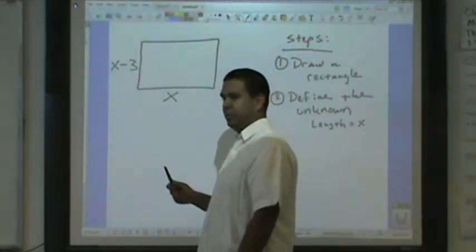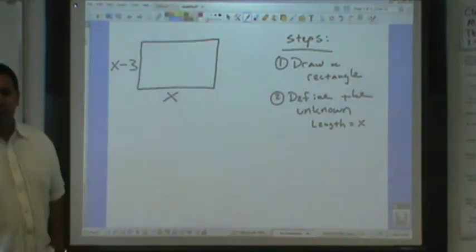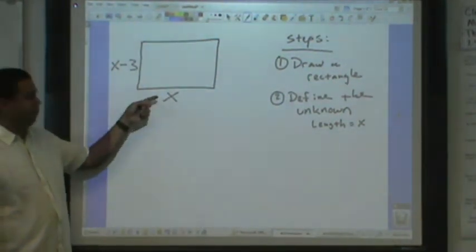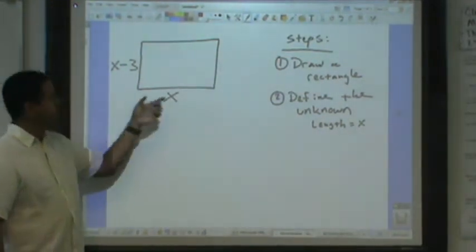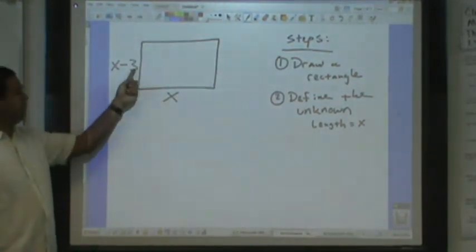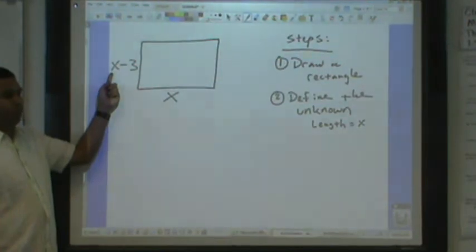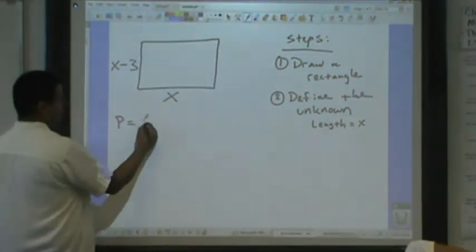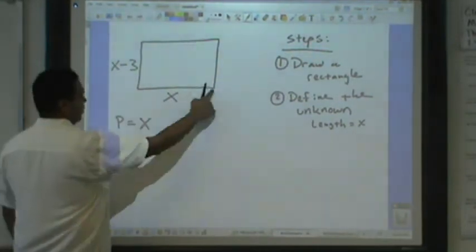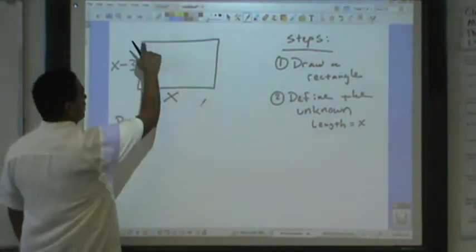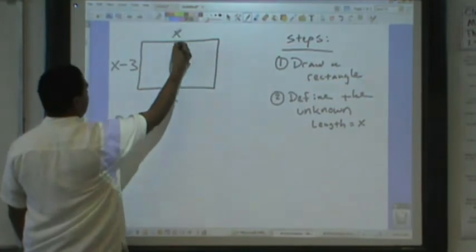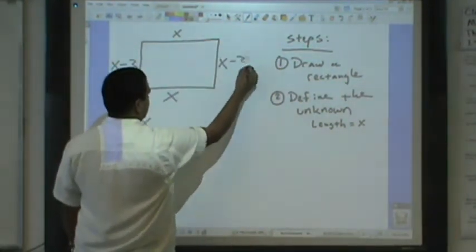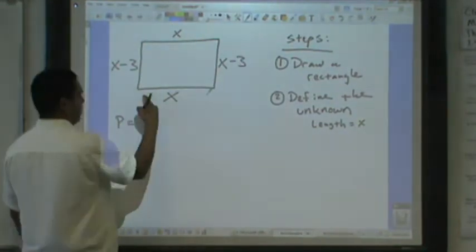When you read the word problem, figure out which one you don't know. We didn't know the length, so that becomes our x. We did know the width. It was 3 feet less than the length. And now we just find the perimeter. We add all the sides. So if this side is x, what's this side? x minus 3. What's this side? x minus 3. And then you add those up.